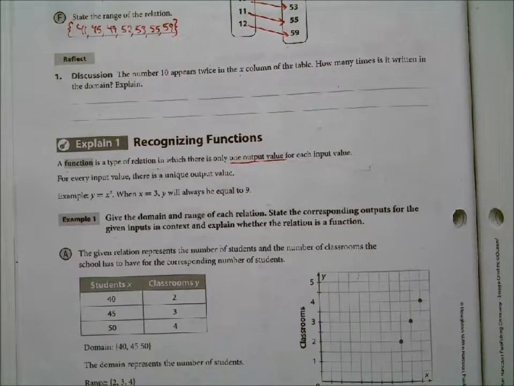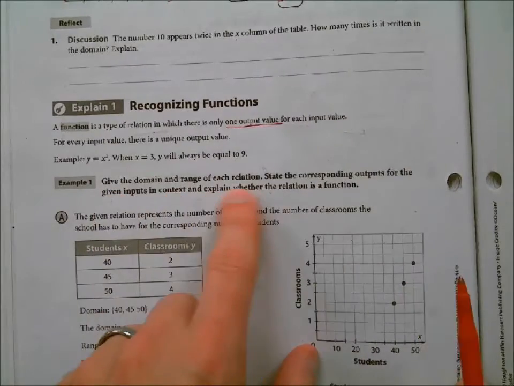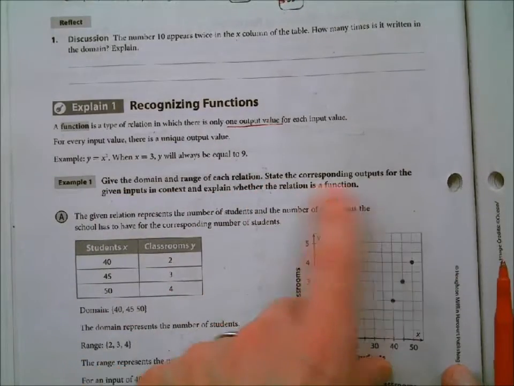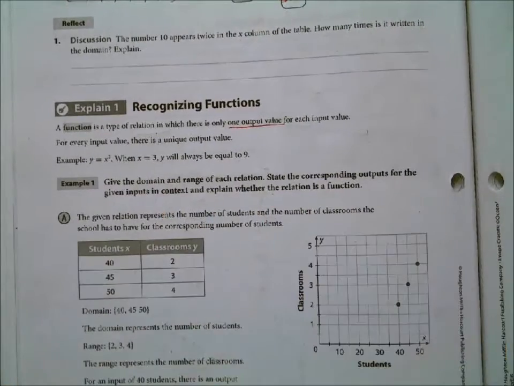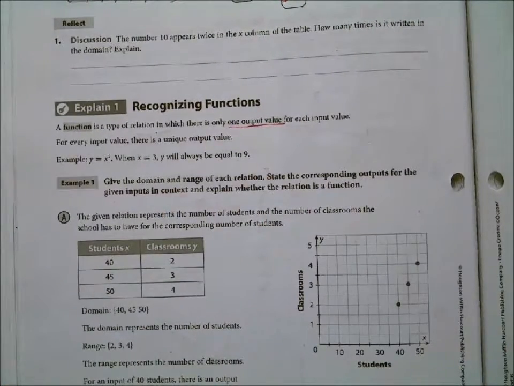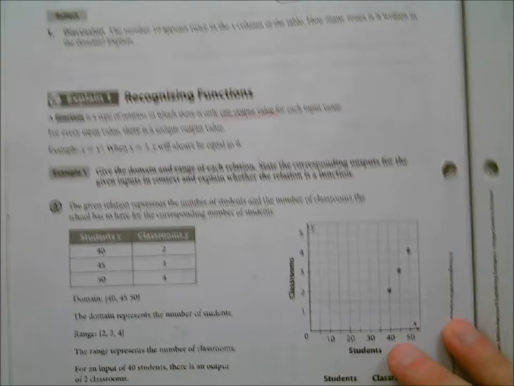Okay, so let's take a look here and see. Give the domain and range of each relation, state the corresponding outputs for the given inputs in context, and explain whether the relation is a function. Okay, so this one's an example. We're going to go through it together, and then we'll do one as well, filling it in.